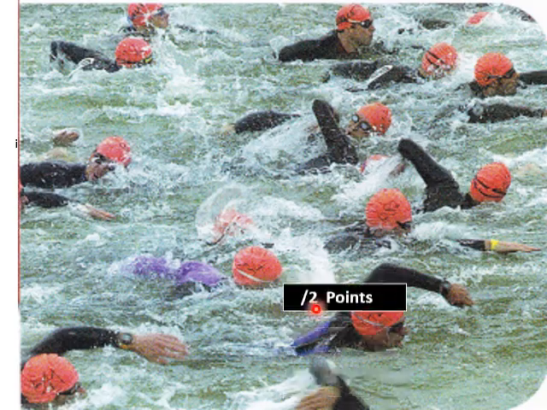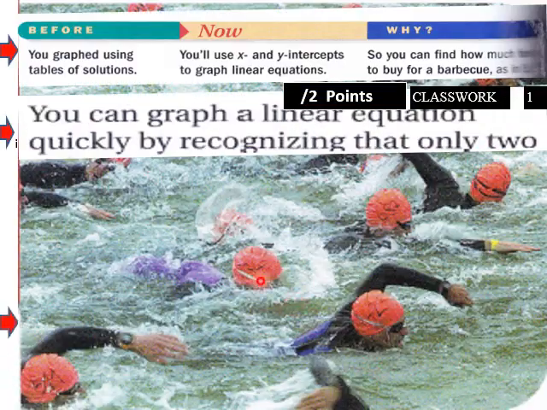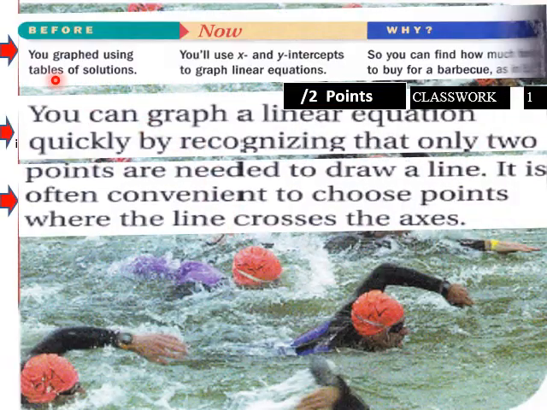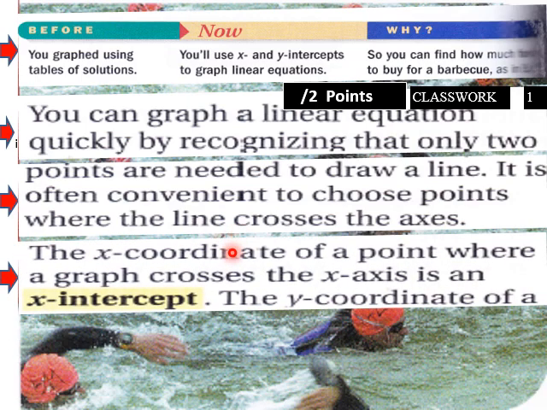Okay, to our lesson today. You've graphed using tables of solutions. You will use x and y intercepts to graph linear equations. You can graph a linear equation quickly by recognizing that only 2 points are needed to draw a line. It is often convenient to choose points where the line crosses the axes.